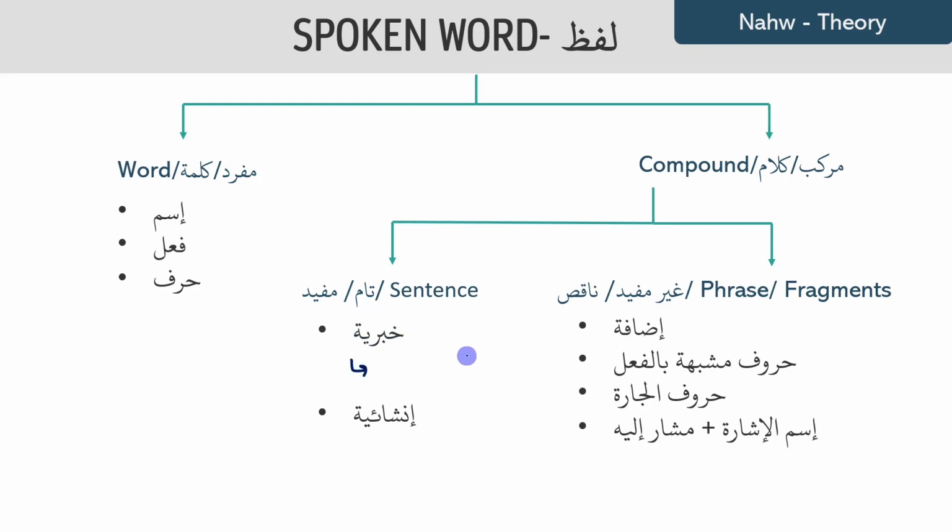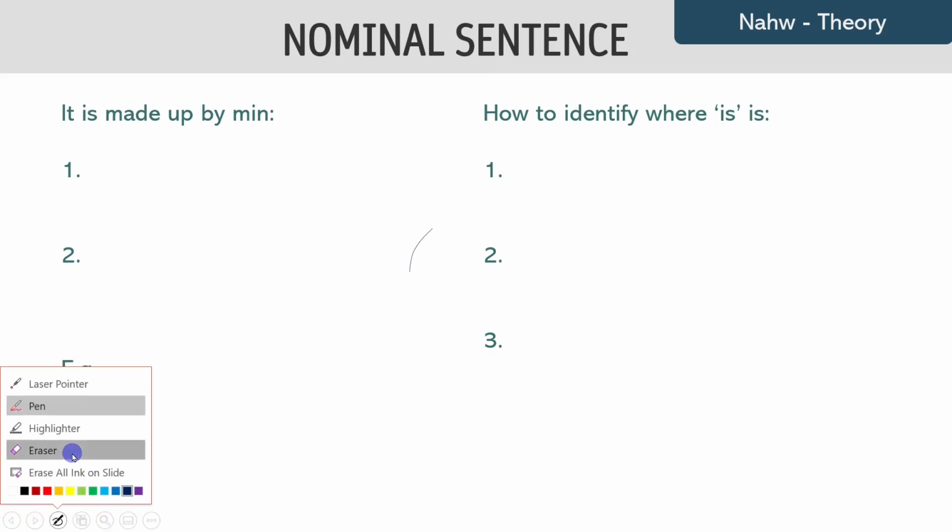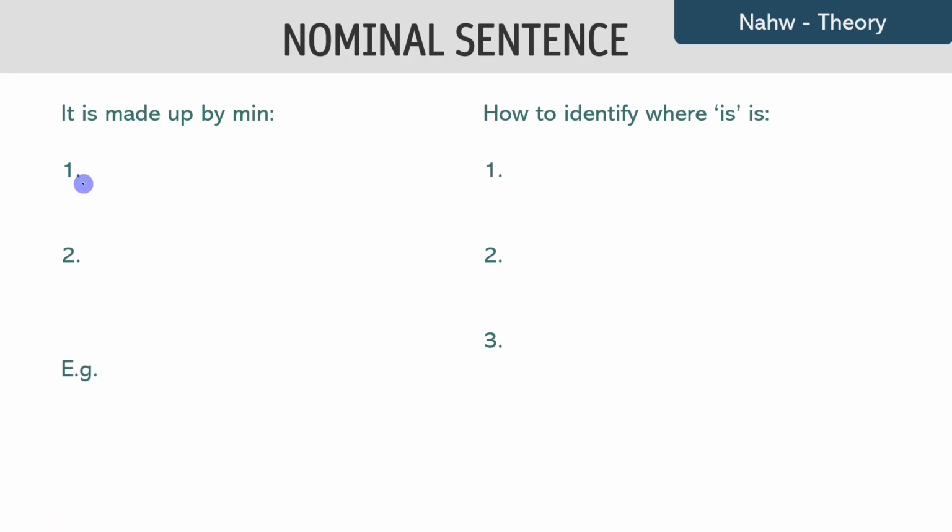And from this category, we'll be learning about the Ismiyah sentence, which is the nominal sentence. And this is a sentence where it's made up of nouns and it has an is somewhere within that sentence. Some notes about the nominal sentence, about the Jumla Ismiyah, that is that it's made up by minimum 2 parts. So the first part is the mubtada, which is the subject, the thing that we're talking about, and then you have the khabar, which is the information that we're giving.